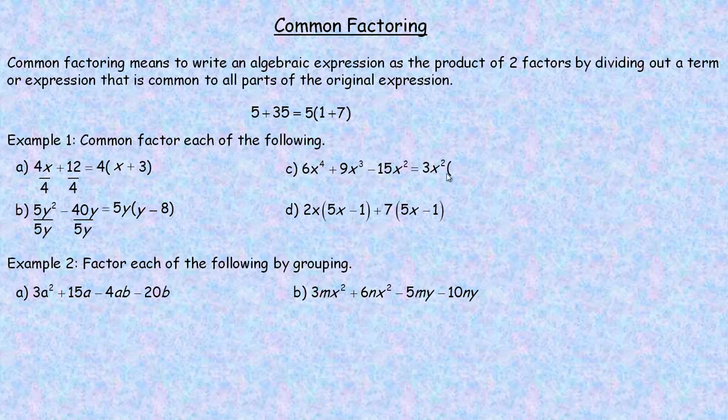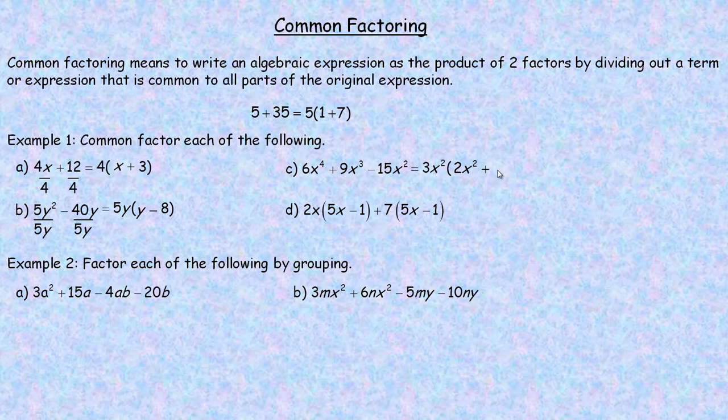So 6x to the fourth divided by 3x squared. Well, 6 divided by 3 is 2. And x to the fourth divided by x squared would be x squared. Remember, you subtract the exponents when you're dividing powers of the same base. So 4 minus 2 would give you a 2 for the power of the x. And so we would write a 2x squared plus, and the reason I know this is plus here is because I'm dividing a positive by a positive. That's why I know it's a plus.